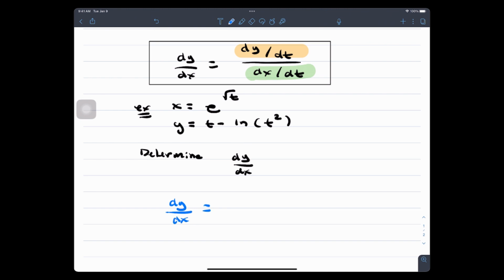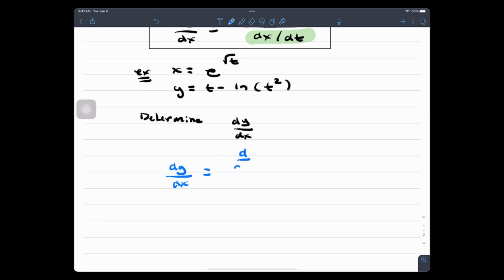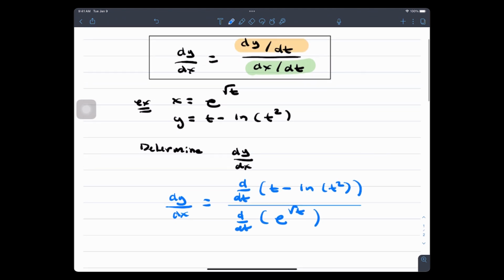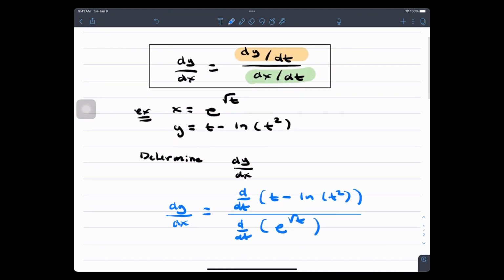What's dy/dx? Take the derivative of what function in the numerator? What is y? t minus natural log of t squared. And then what's the derivative down here of x? e to the square root of t. You guys okay with that? You're using the definition there. That's how you find dy/dx. It's dy/dt over dx/dt.